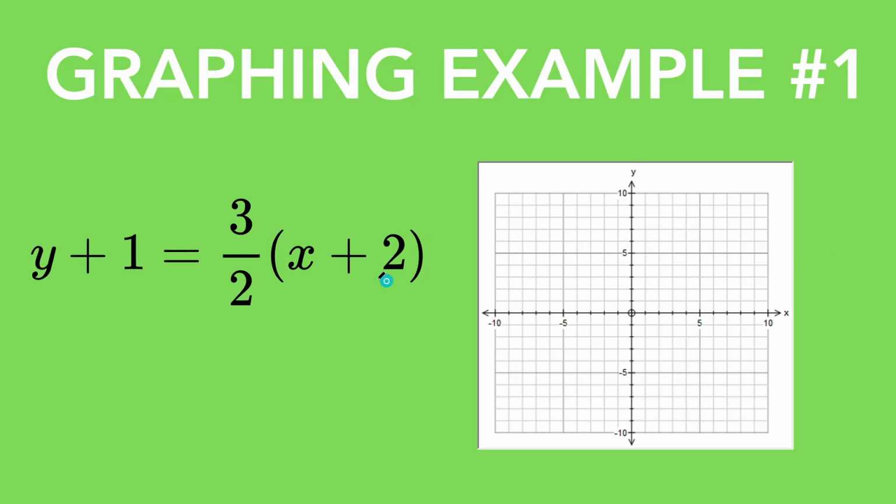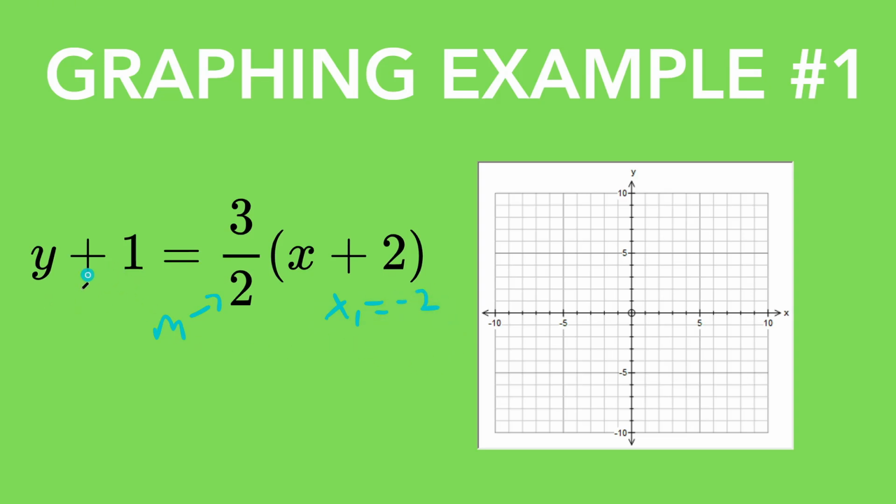Now let's look at our first graphing example. First, we want to identify what the slope is. In this case, we know the slope is 3 over 2. Next, let's take a look at what the coordinates are. When we come to our x-coordinate, whatever sign we have, we take the opposite sign here. So x1 is going to equal -2.